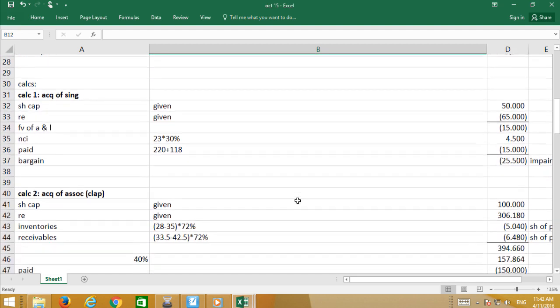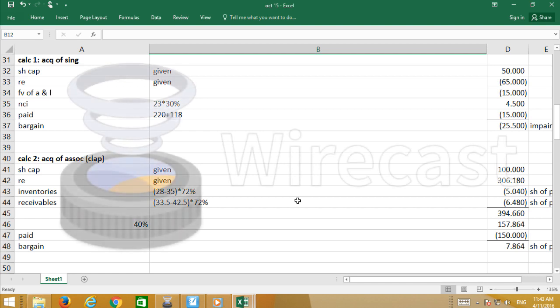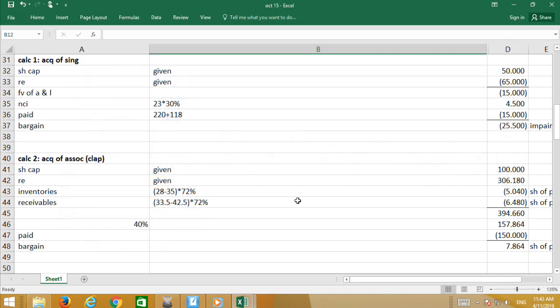calcs first. We start with the acquisition of Sing, which was quite a while ago. Goodwill of 25,500. Yes? There was no adjustment or anything there. And the goodwill was impaired. They said to you it was impaired in 2012. So it must have just retained earnings. Yeah? It must adjust retained earnings.